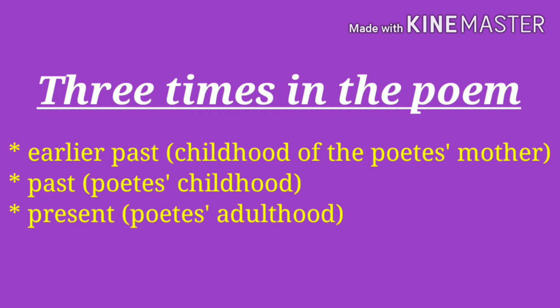One is the earlier past, that is the childhood of the poetess' mother, another is the past, that is the poetess' own childhood, and the present, the poetess' adulthood. And these three times are presented in three different stanzas. This poem is a free verse. Free verse means a poem without a proper rhyme scheme.